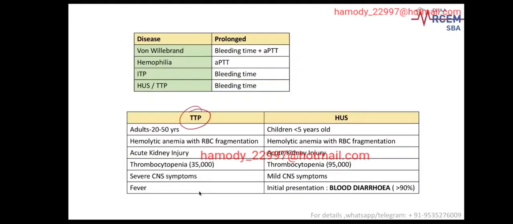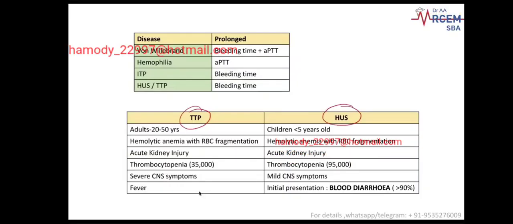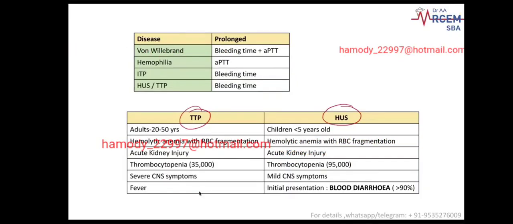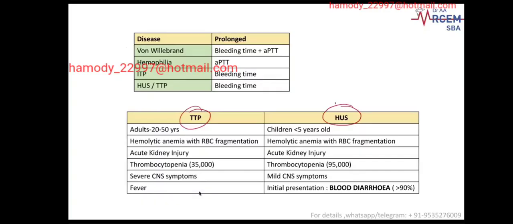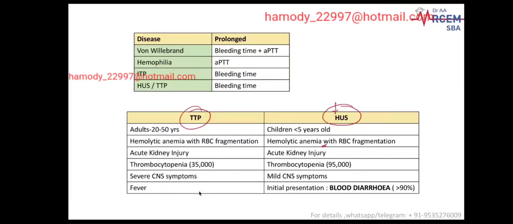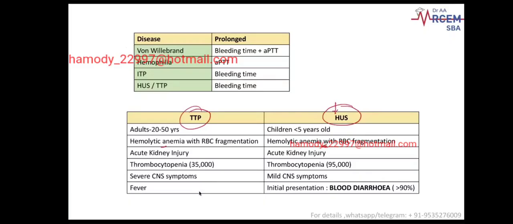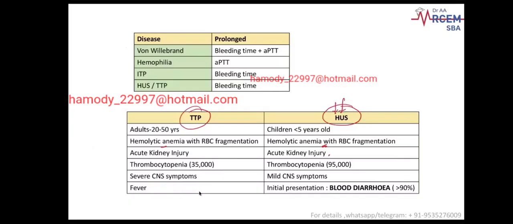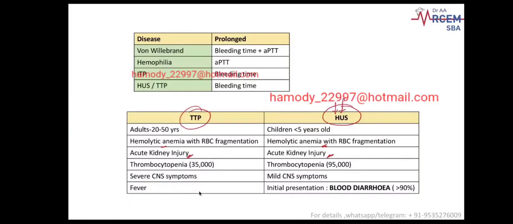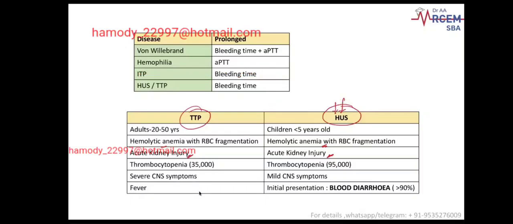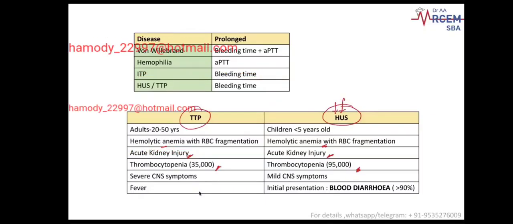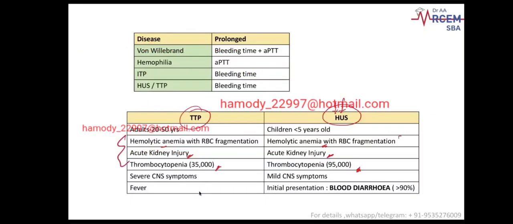Thrombotic thrombocytopenic purpura and hemolytic uremic syndrome both are very similar to each other. Hemolytic, RBCs will be on the lower side, that's why anemia. Uremic, urea gets accumulated whenever there is renal failure, so these patients will have acute kidney injury. We're talking about low platelet counts, that's why these patients will have thrombocytopenia. All three that we have discussed are the same.